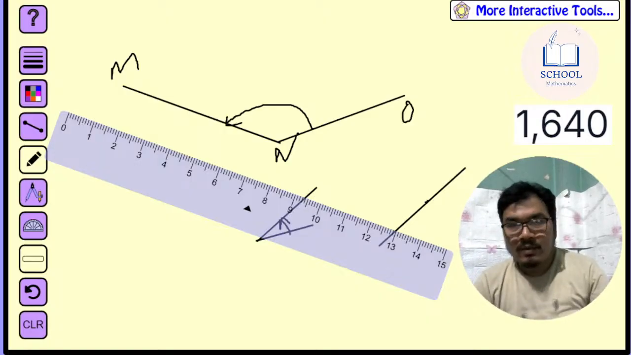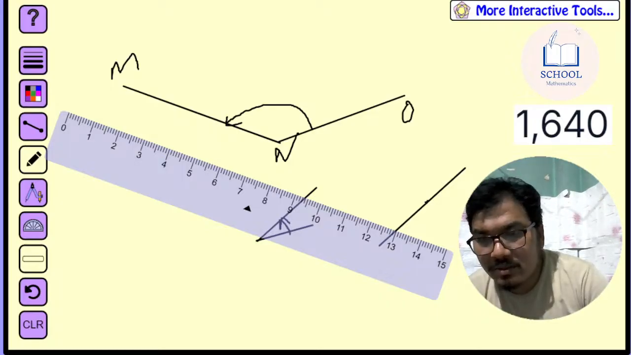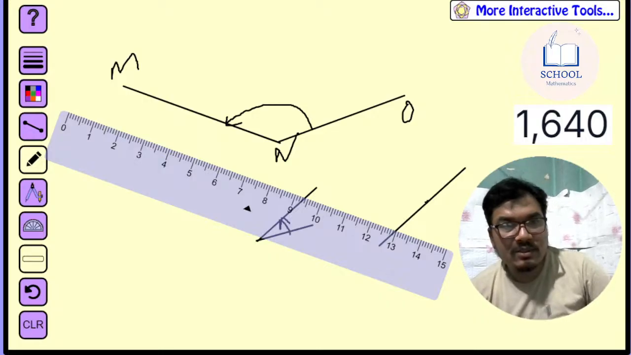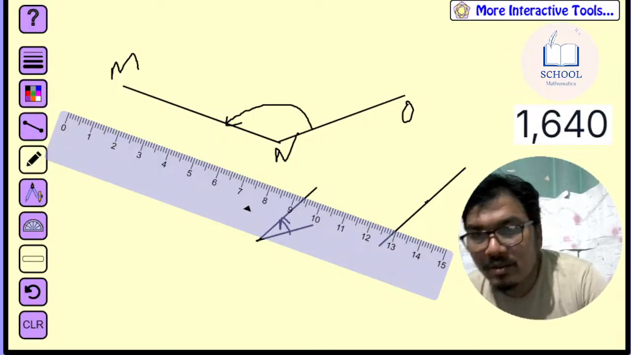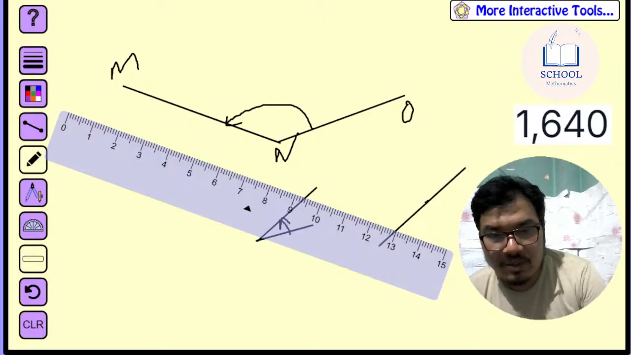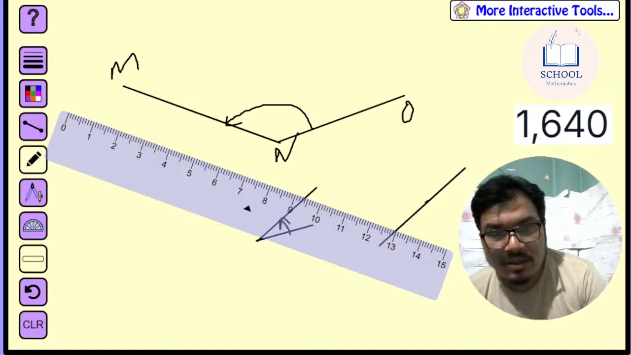Okay, we'll discuss last year's past questions also here. And today this much only, and I will come live next day by taking questions related to pair of angles. Today this much only.